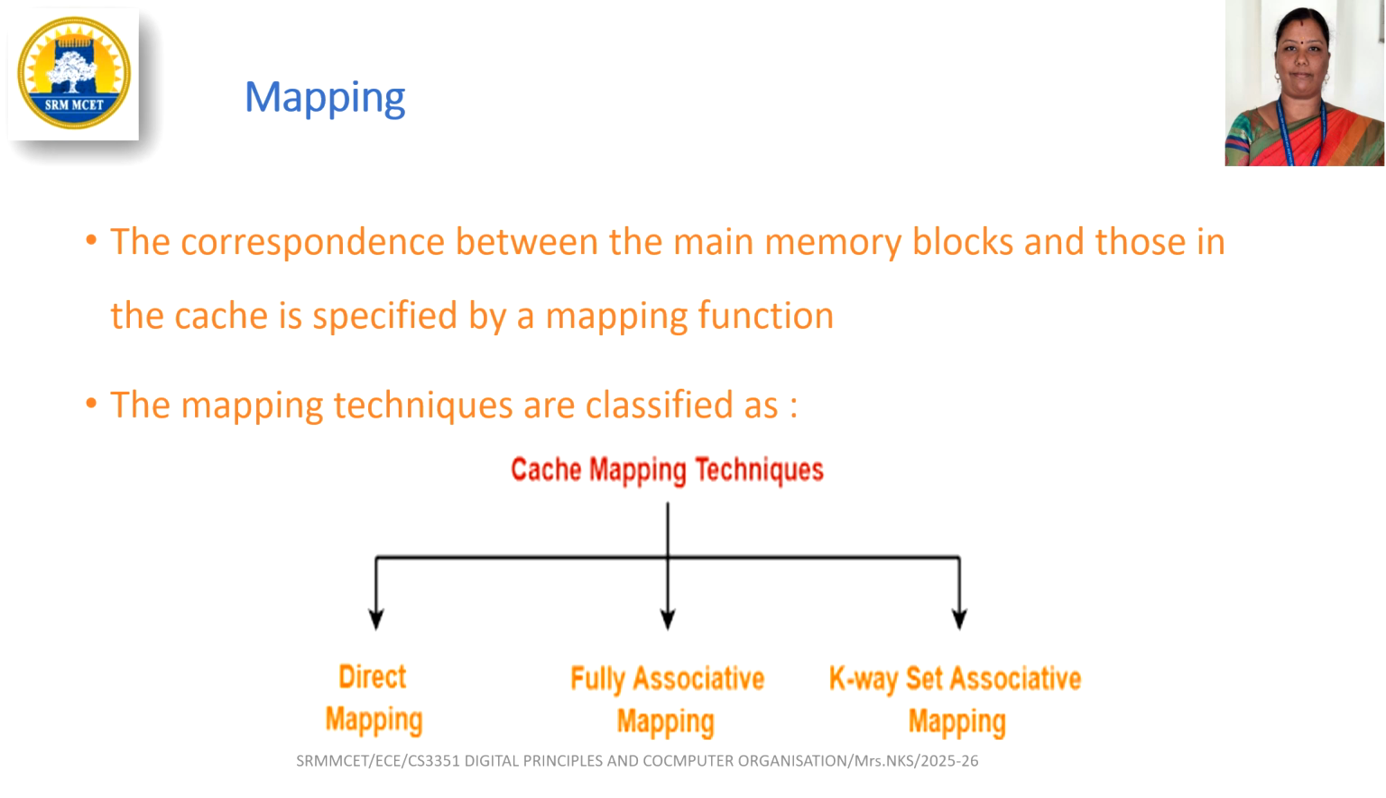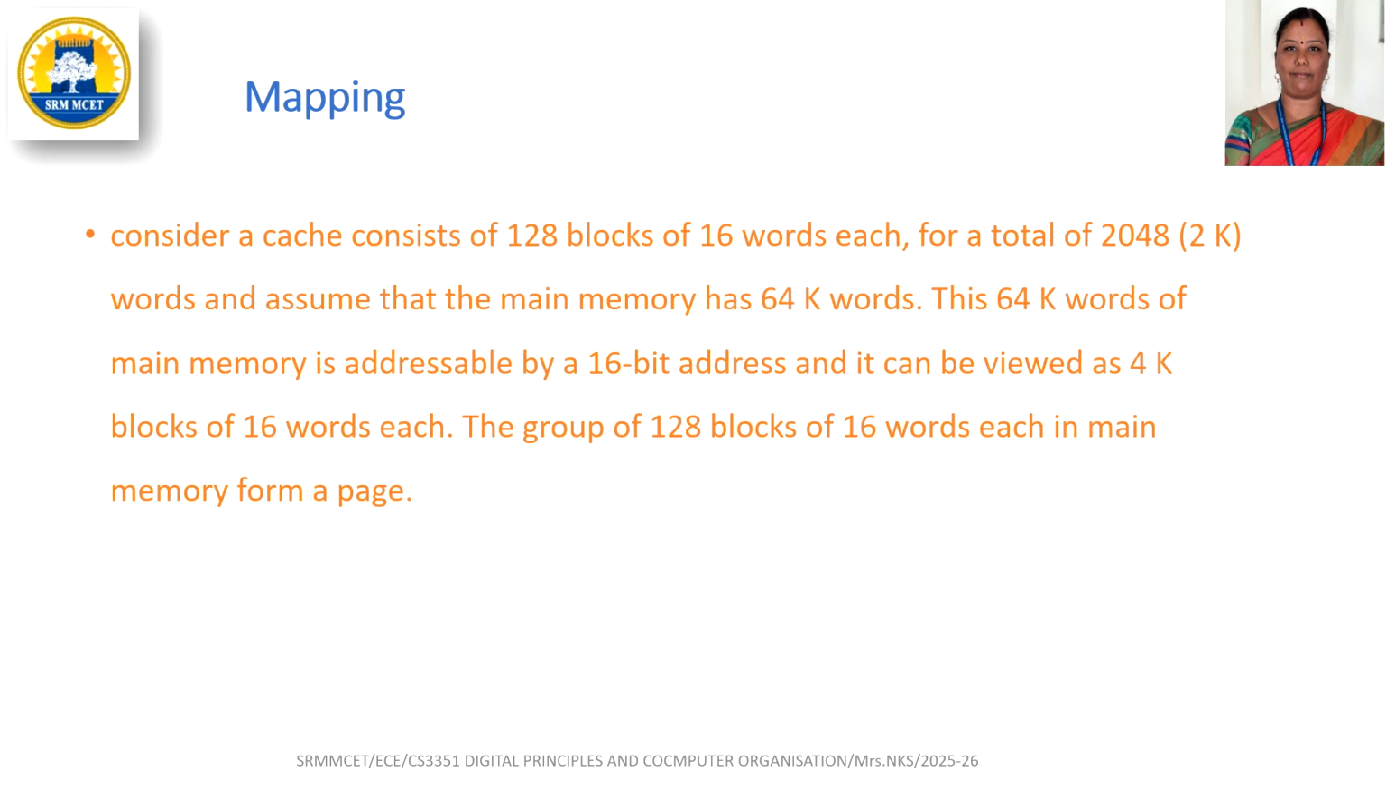So the mapping techniques can be classified in the given way. One is direct mapping and the other is associative mapping. The associative mapping is further classified into two ways: fully associative mapping and set associative or K-way set associative mapping. So actually it is classified into direct and associative mapping, and the associative mapping is classified into two ways, that is fully associative and set associative mapping.